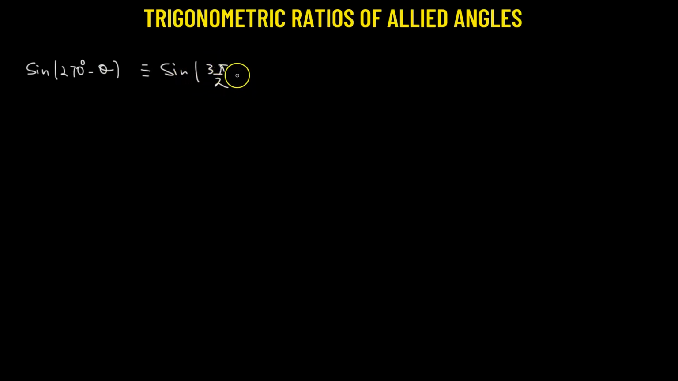So we have 3 pi over 2 radians minus theta radians. Now here we have what? We have an odd multiple of pi over 2. So we have to be very careful. Whenever we have an odd multiple, sine will get converted to cosine. So we'll have cosine of theta. Then similarly, we have cosine of 3 pi over 2 minus theta, odd multiple of pi over 2. So cosine will become sine. So we have sine theta.